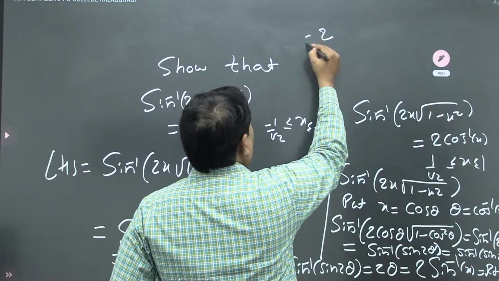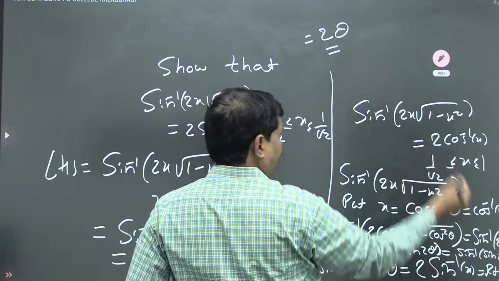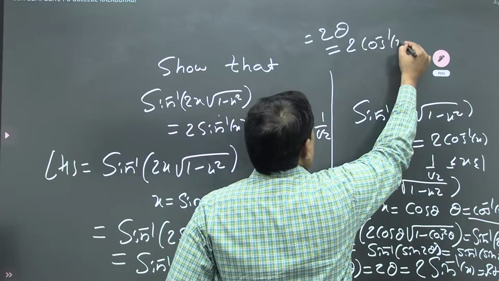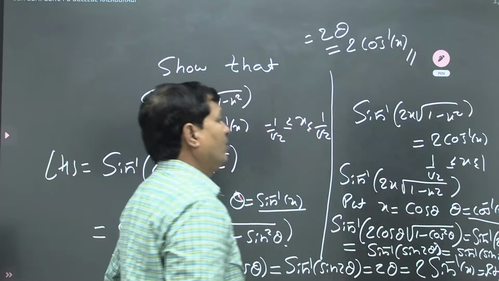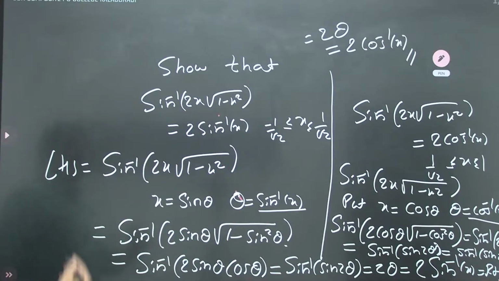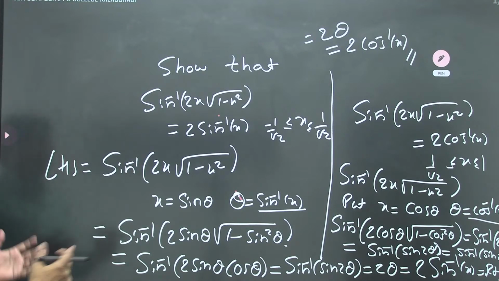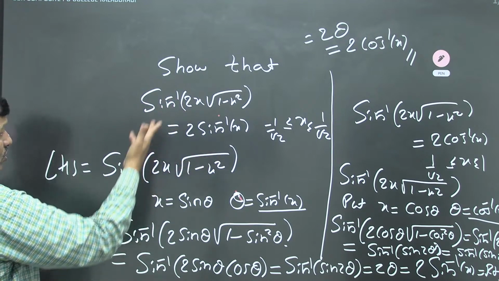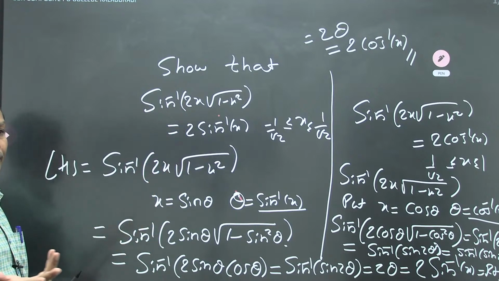Therefore what is the answer? 2 theta. Again theta equal to what? 2 cos inverse of x. According to the RHS you have to make the substitution for the same example, and you get the answer. This proof also they will ask for 2 marks in the examination. And these proofs we will also use in derivatives, differentiation and integration.